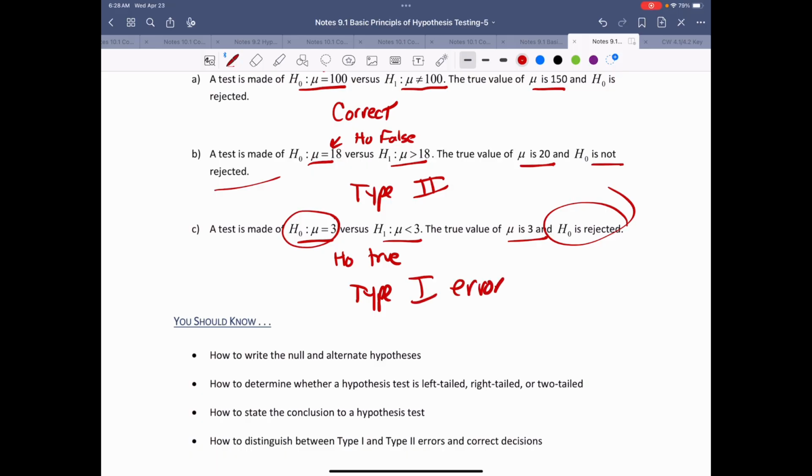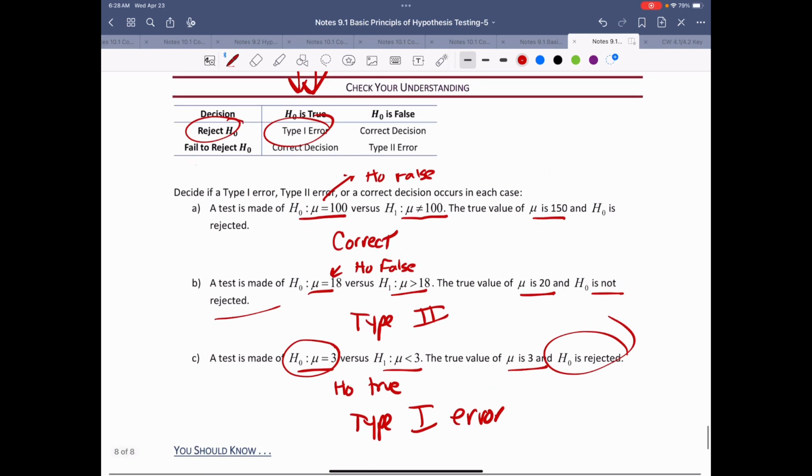And that's it for our intro to hypothesis tests, the type 1 error, the type 2 error, and making the conclusions. And we will finish this up with the math with 9.2.